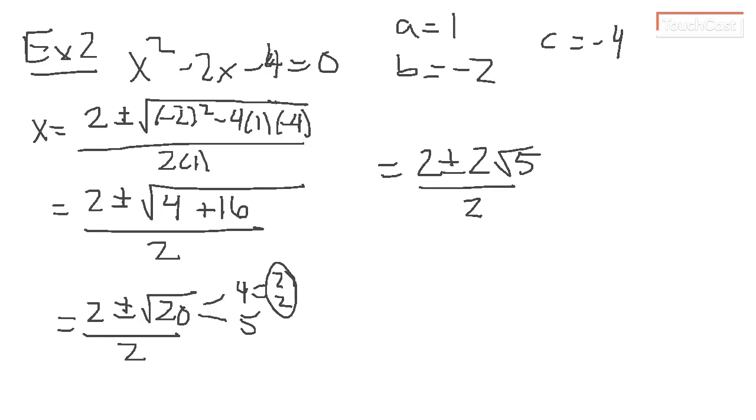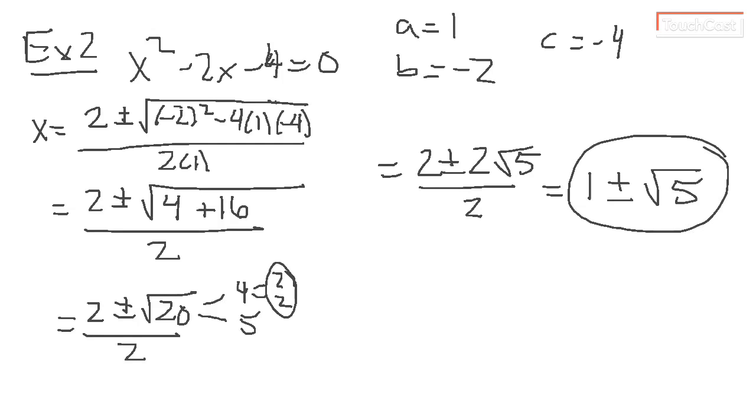Now I look at this and I know all three terms, both up top and the one at the bottom, all three parts are divisible by 2. So I can rewrite this as 1 plus or minus the square root of 5. I'm fine with leaving it that way because I don't know what the square root of 5 is off the top of my head. I could also plug these into my calculator and get a decimal answer. That is also acceptable.